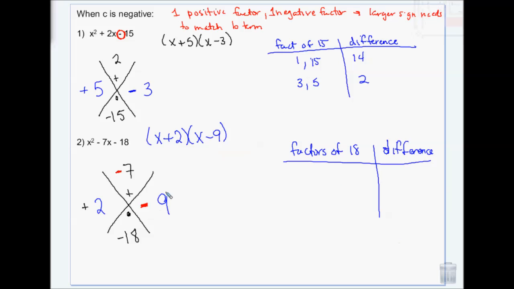Okay, so because I wanted this to be negative 7, I use a positive 2 and a negative 9. Again, if you need to, 6 and 3 has a difference of 3, 2 and 9 has a difference of 7. They match. If I want 7 to be negative, I make 9 negative.